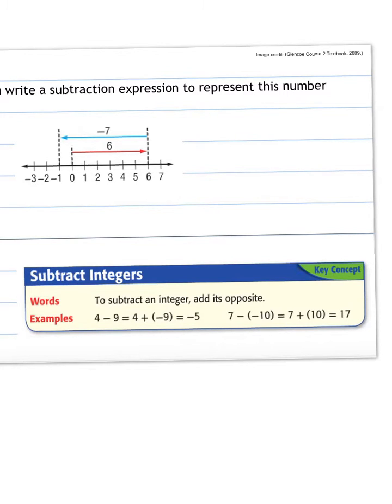And then on this one, 7 minus a negative 10, we turn it into addition, and we get the opposite of negative 10, which is positive 10, and then 7 plus 10 equals 17.